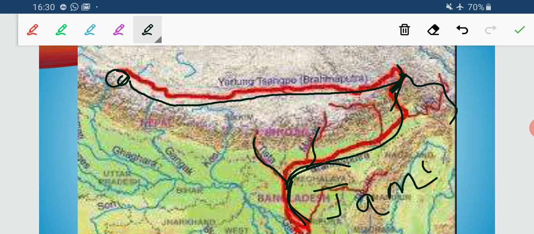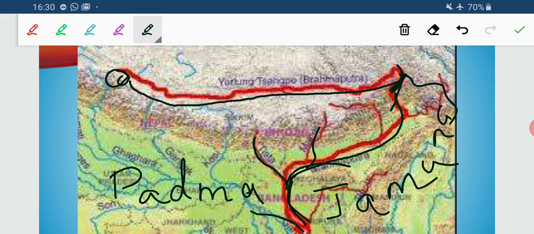When Ganga enters into Bangladesh, it is named as Padma. And when both of them meet, like you can see river Ganga and Brahmaputra, Padma and Jamuna are meeting, it is named as Meghna. So, all the three names are clear to you.